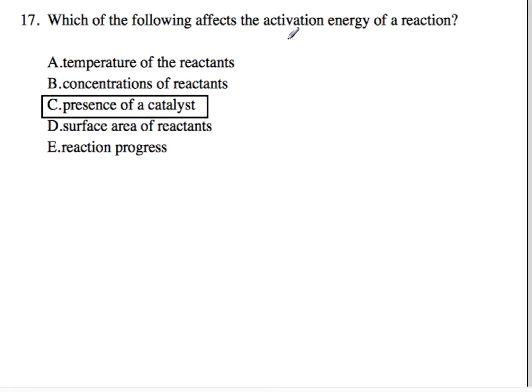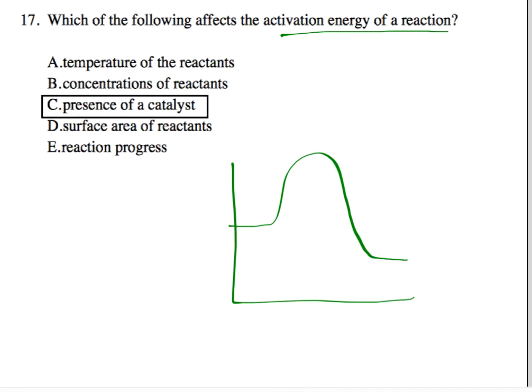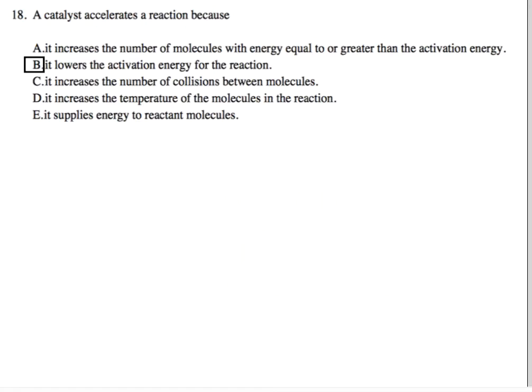Which of the following affects the activation energy of a reaction? There's only one thing that really affects the activation energy, and that is a catalyst. If you take a normal reaction coordinate graph like this and add a catalyst, what a catalyst does is lower the activation energy. Activation energy is represented by the distance from the reactants to the top of the hill. So if you add a catalyst, you're speeding up a reaction by reducing its activation energy.